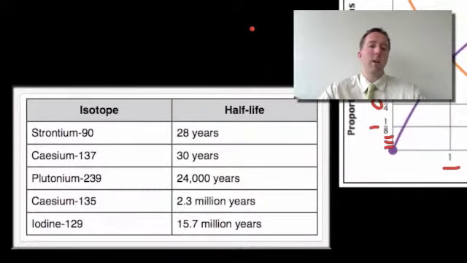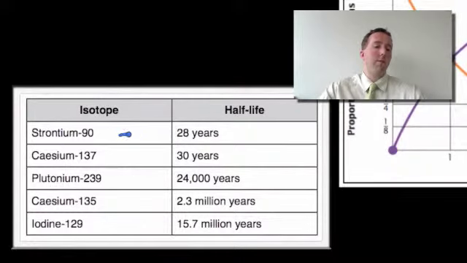Different radioactive isotopes have completely different half-lives. So I've got strontium here. The half-life of strontium is 28 years. So if we found an amount of strontium, then it might be 28 years ago that there was the original amount. Cesium has a half-life of 30 years. Plutonium's is 24,000 years. Cesium-135, 2.3 million years.